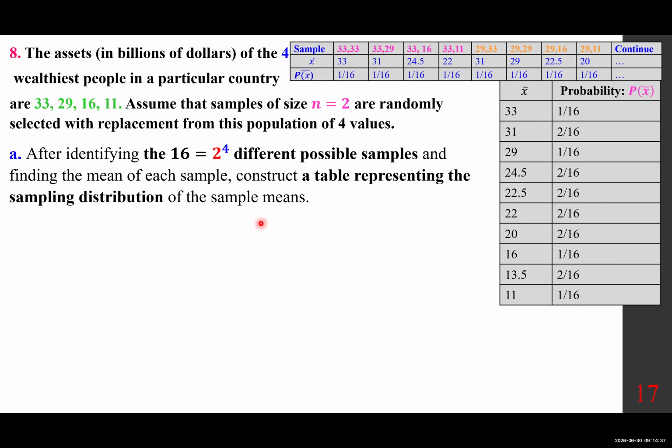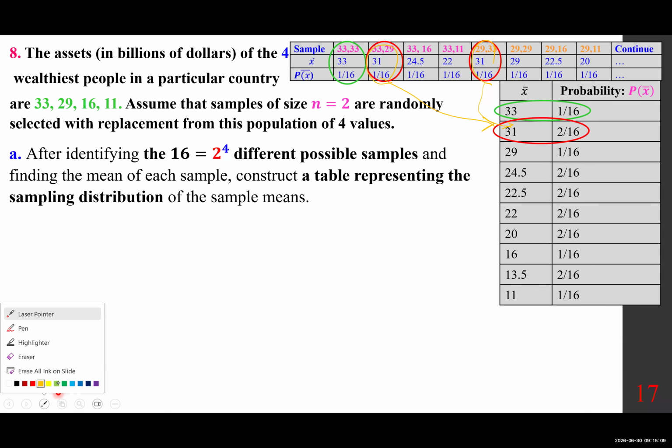Okay, because again, there are two possibilities. Same thing happens with the rest of it. 29, 1 out of 16, but 24.5, 2 out of 16, and so on and so on. So that's understanding the sampling distribution. Again, this one, 1 out of 16, but this one, 2 out of 16. I want to make sure we understand how we arrive at them.